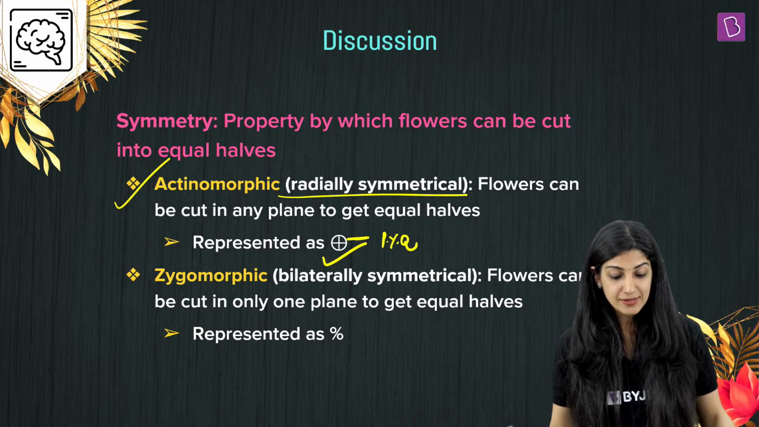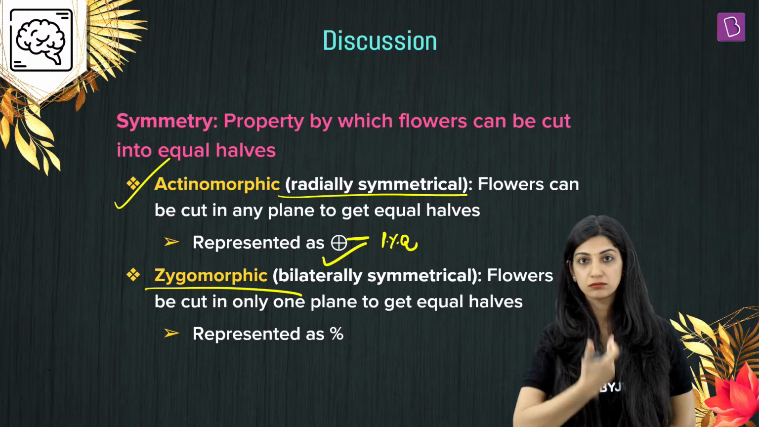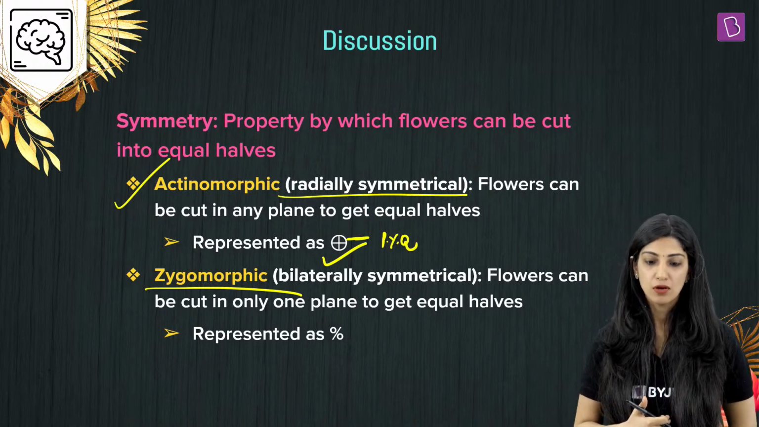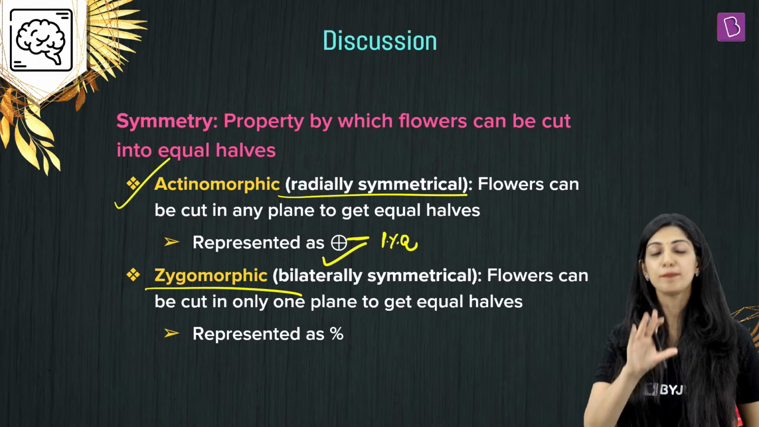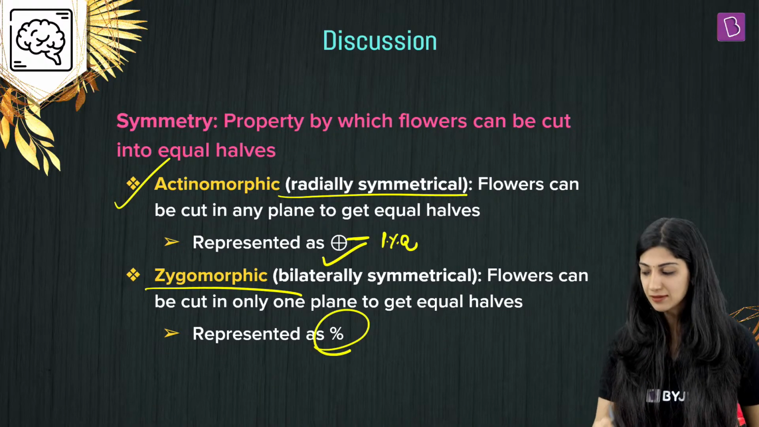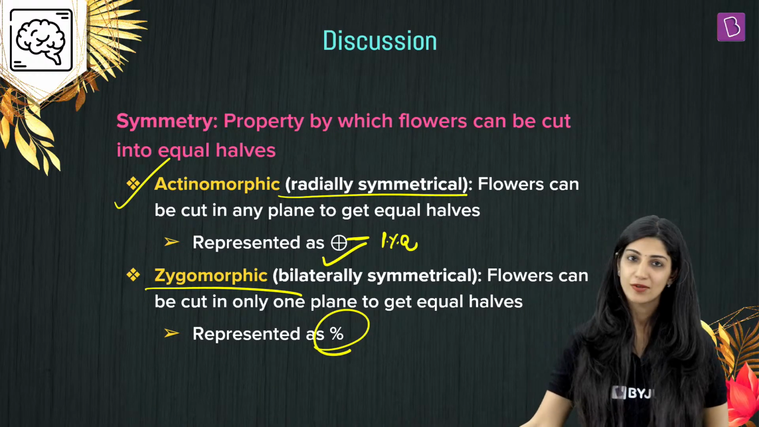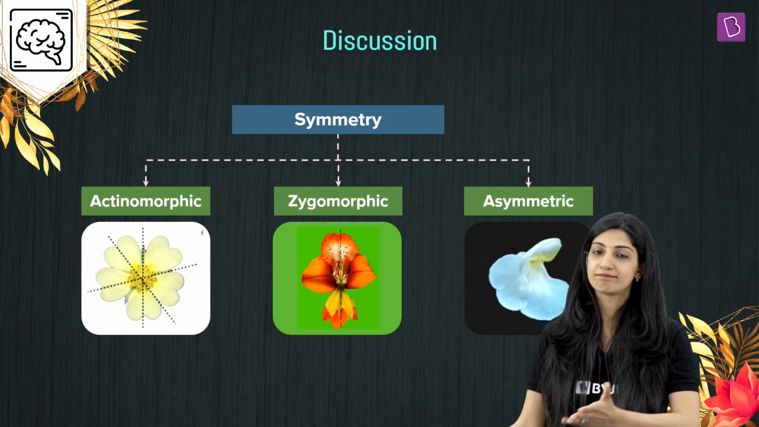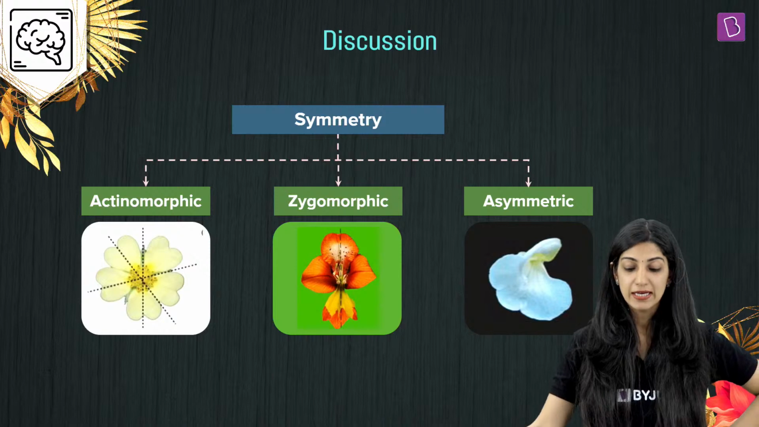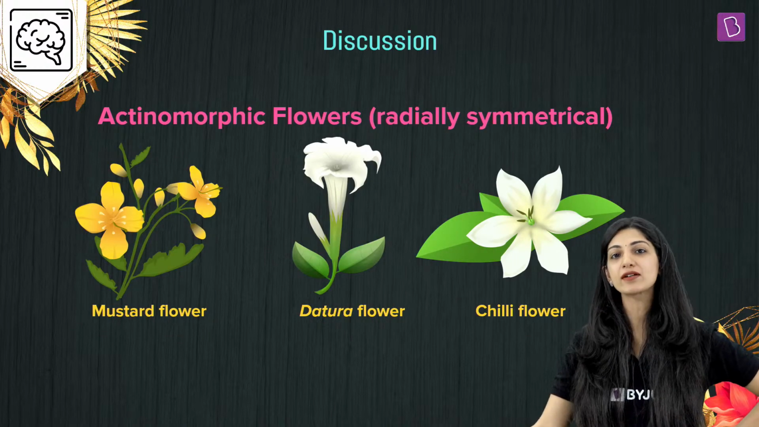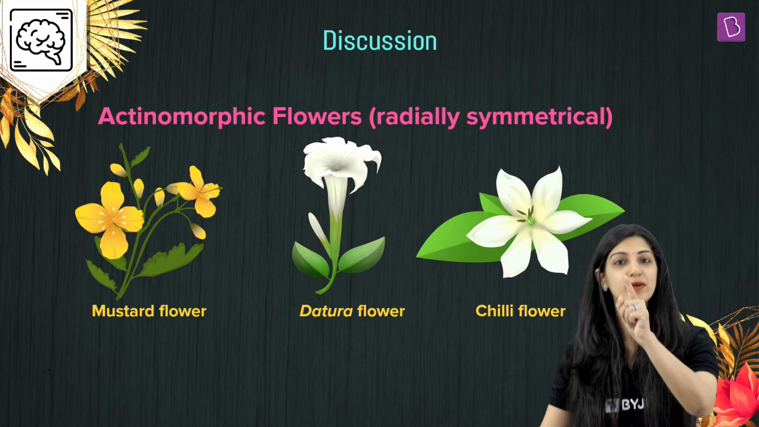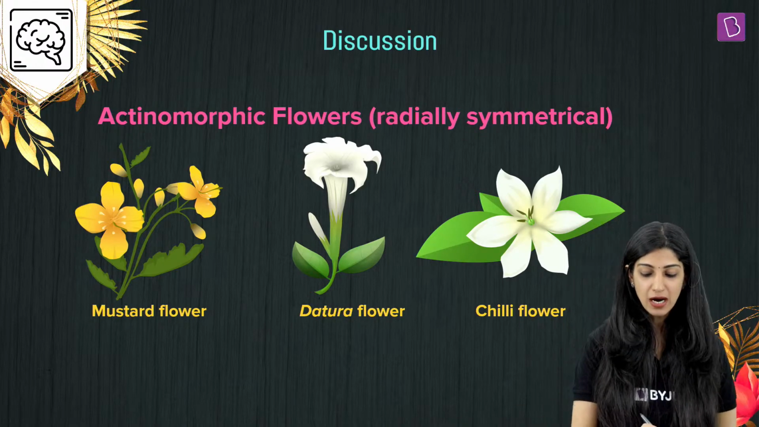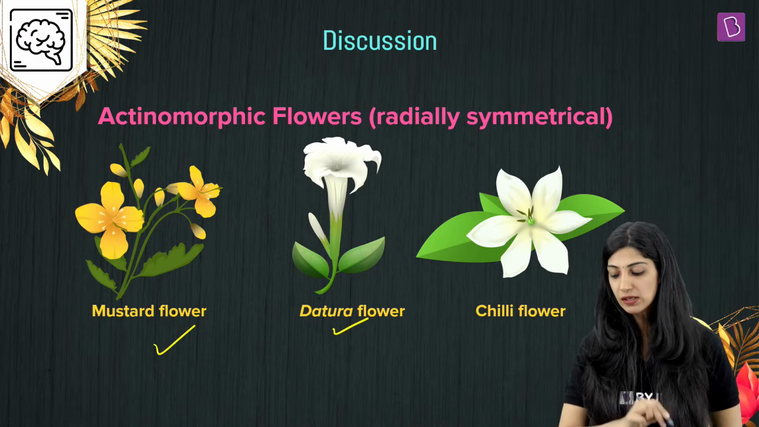You see, zygomorphic is bilateral symmetry, only a single plane with which you can cut the organism, the plant, and it is represented as this. Got it? So actinomorphic, zygomorphic, and the third is no symmetry. Now, the examples of actinomorphic which you have to remember, are mustard, datura and chili.